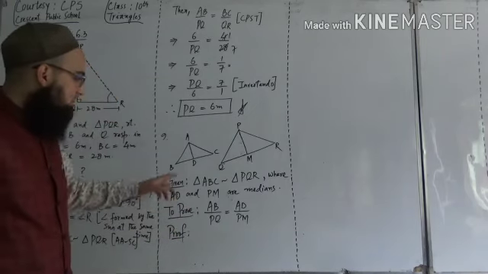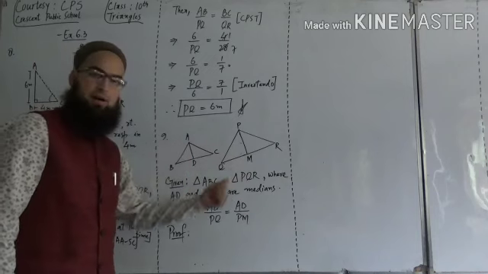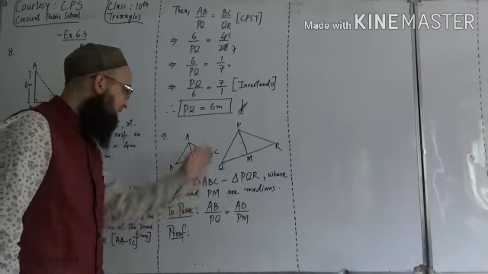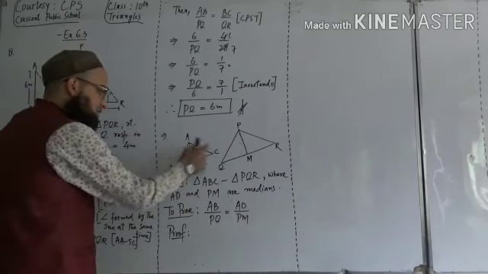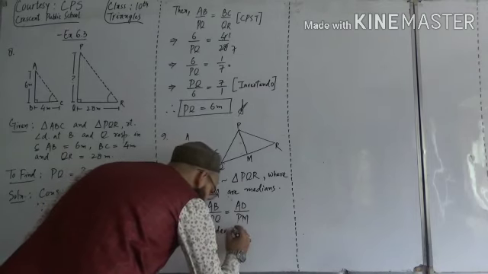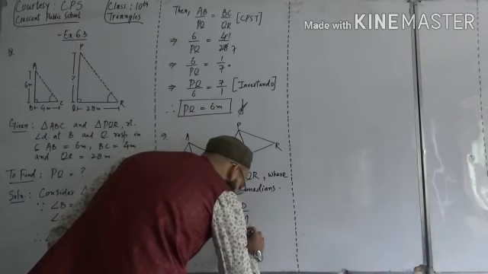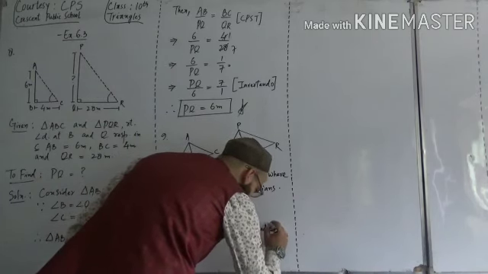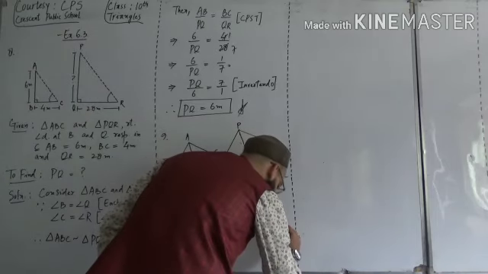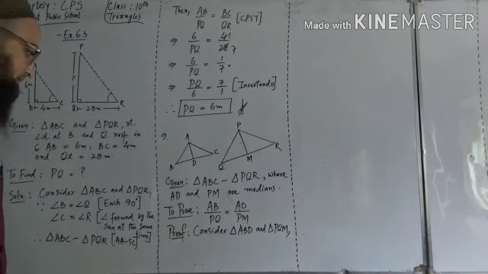Okay, so what is given? Triangle ABC is similar to triangle PQR, where AD and PM are medians. We have to prove AB by PQ is equal to AD by PM. Let us consider this triangle and this triangle. Consider triangle ABD and triangle PQM. Let us consider these two triangles.